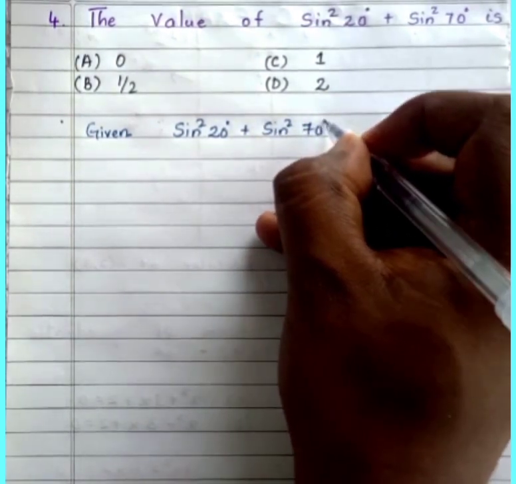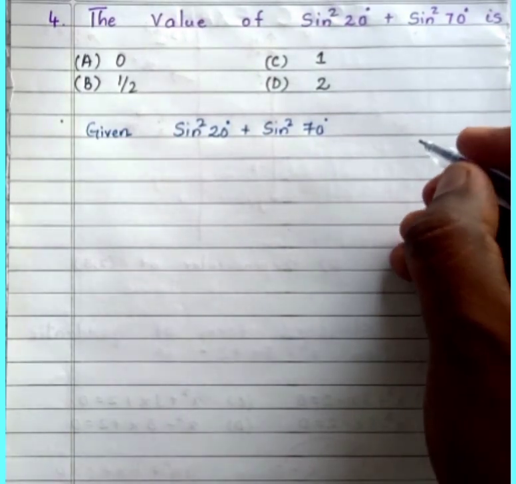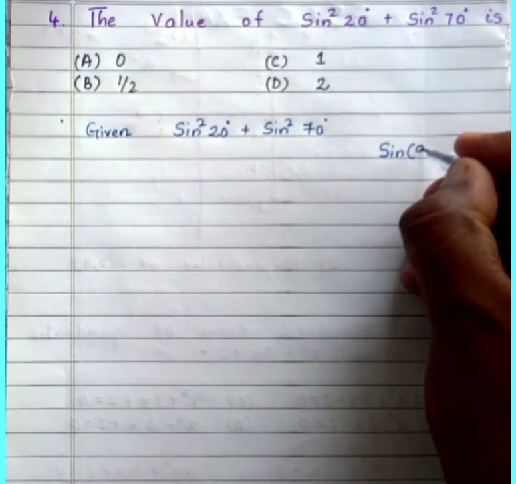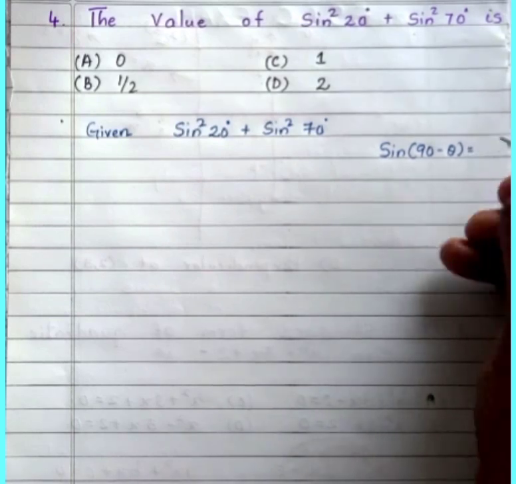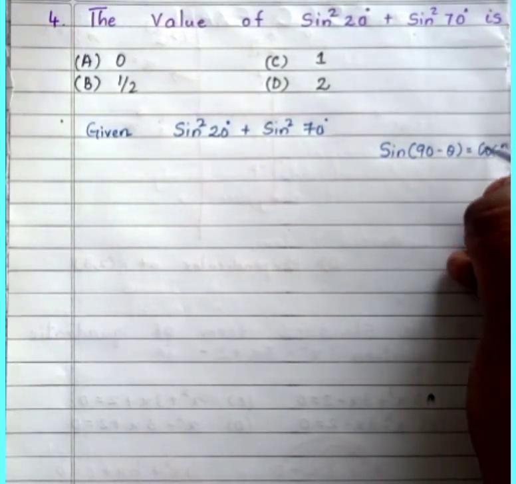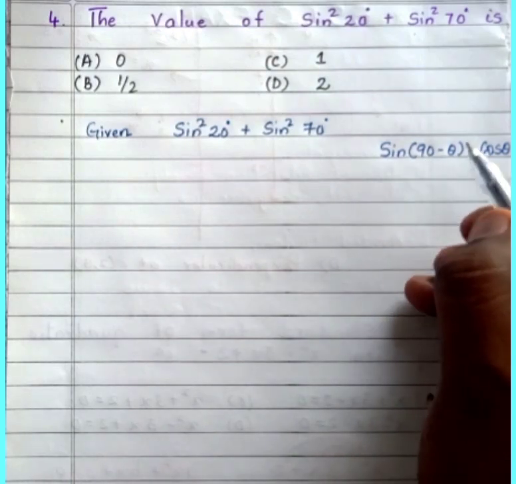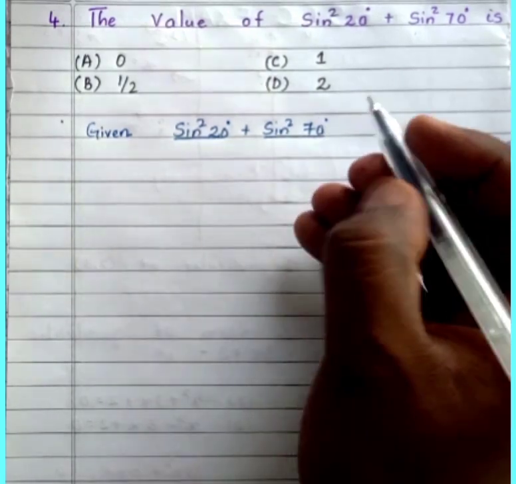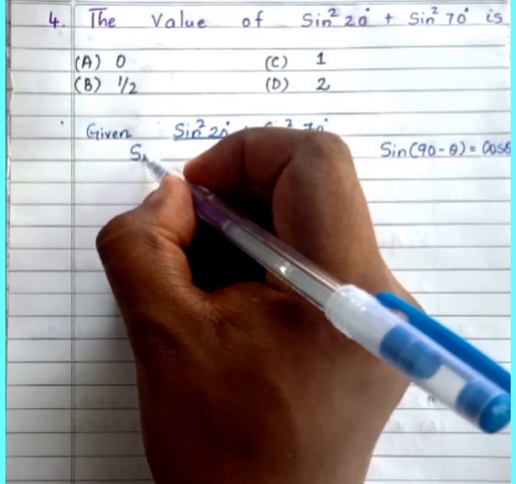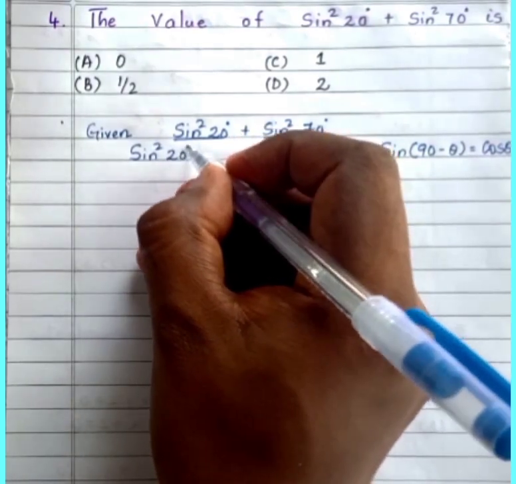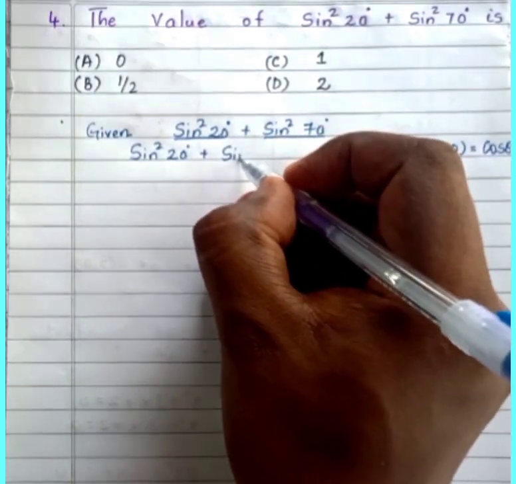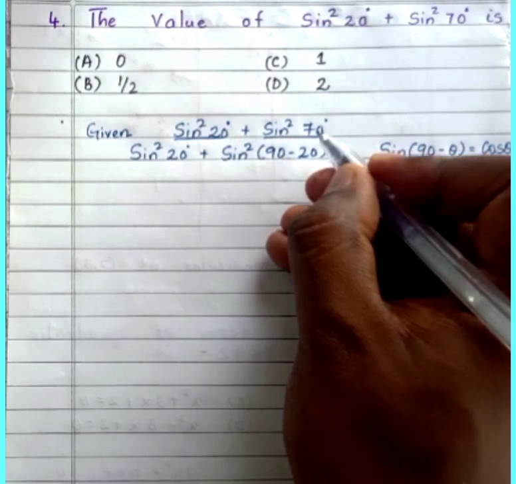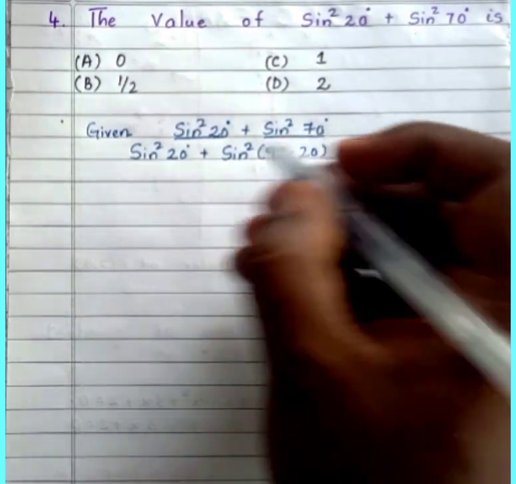Students, we know the complementary relation between sine theta and cos theta, that is sine of 90 minus theta is cos theta. Now try to convert any one term in terms of cos, either sine square 20 degree or sine square 70 degree. Now I will convert sine square 70 degree in terms of cos using complementary relation. Sine square 20 degree as it is, I will write sine square 70 as 90 minus 20.